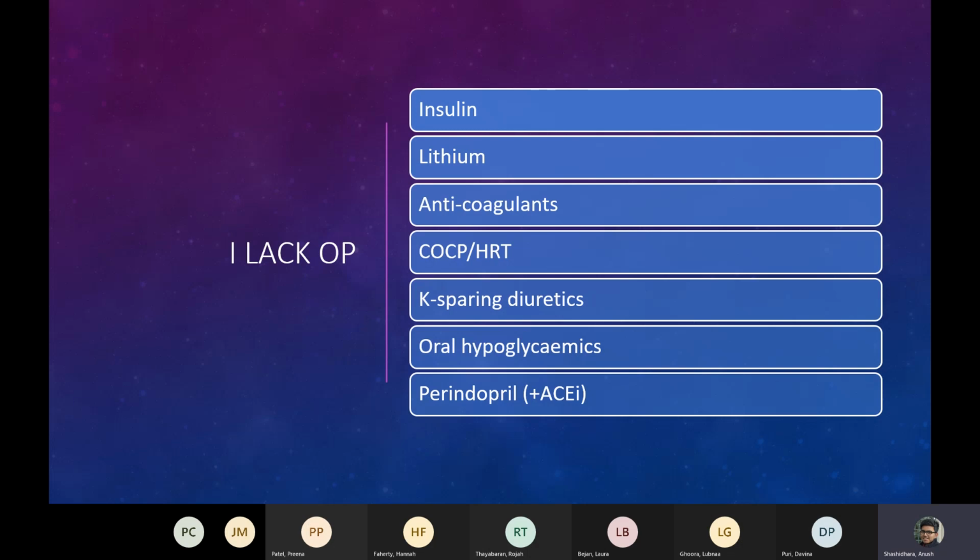Anticoagulants, as you said. Think of like the hormonal things together. So the combined oral contraceptive or hormone replacement therapy, both of these need to stop. K is for potassium-sparing diuretics, because yet again, they interfere with the RAS system. O is oral hypoglycemics. So what kind of oral hypoglycemic agents can you think of off the top of your head?